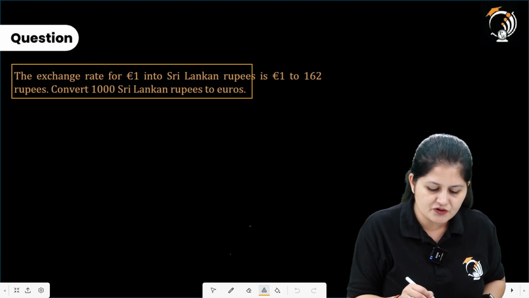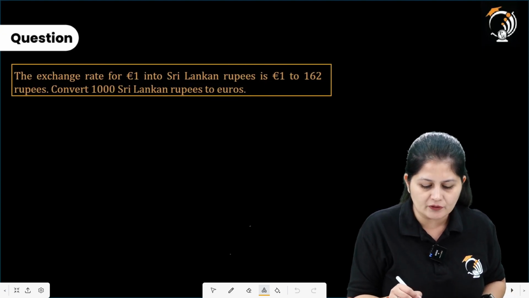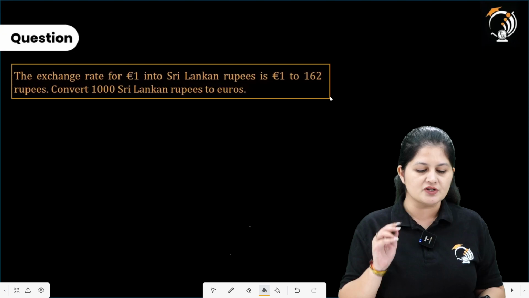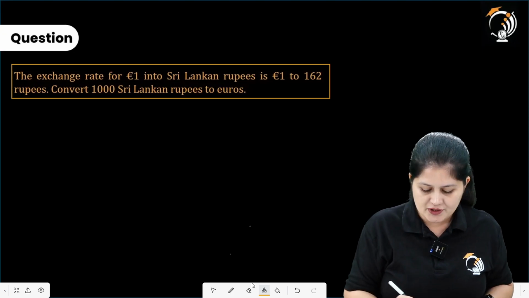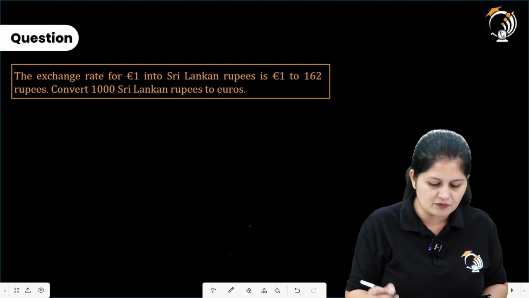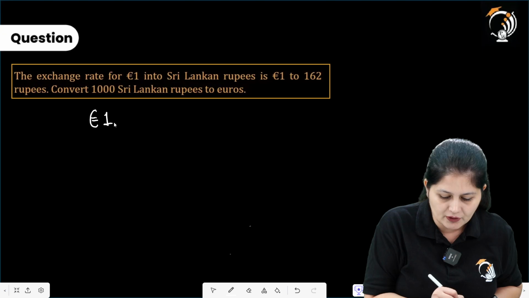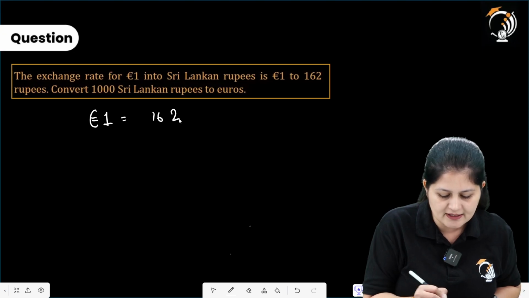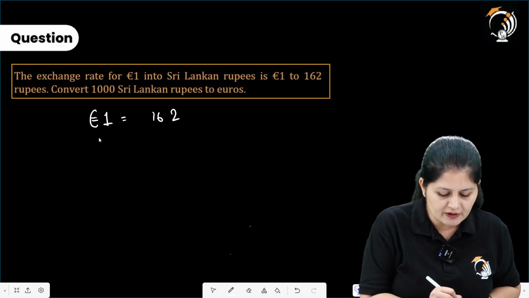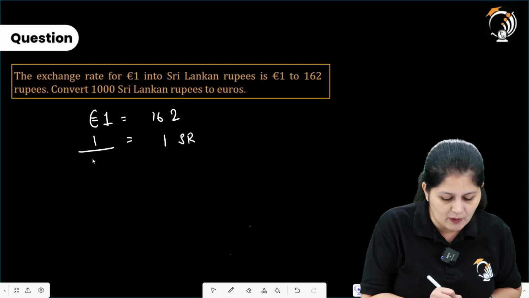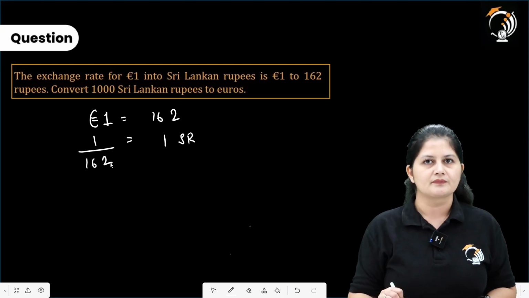Moving to the next question, the question says the exchange rate for 1 euro into Sri Lankan rupees is 1 euro equal to 162 rupees. Convert 1000 Sri Lankan rupees to euros. So here, when it is given that 1 euro is equal to 162 Sri Lankan rupees, if we need to find out the value of 1 Sri Lankan rupee, that is going to be equal to 1 over 162 euros.